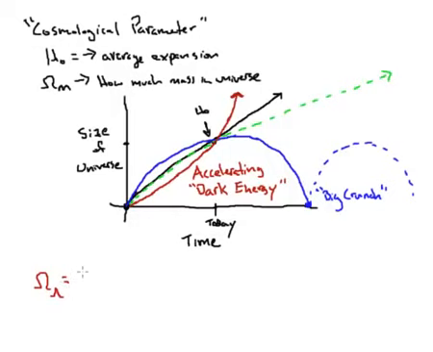Depending on which edition of the textbook you have, you won't even see the term dark energy appear anywhere in the textbook. This is new-ish science, new astronomy. But this dark energy, this cosmological parameter, is a measure of how much dark energy there is in the universe.